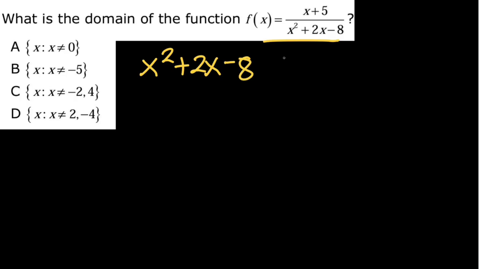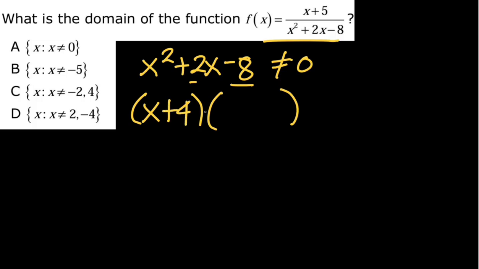So x squared plus 2x minus 8 cannot be 0. So let's factor x squared plus 2x minus 8 first. We look for two numbers that when we multiply them equal negative 8, and when we add them up equal positive 2. And those numbers are just positive 4 and negative 2. So these are the factors of x squared plus 2x minus 8: x plus 4 and x minus 2.